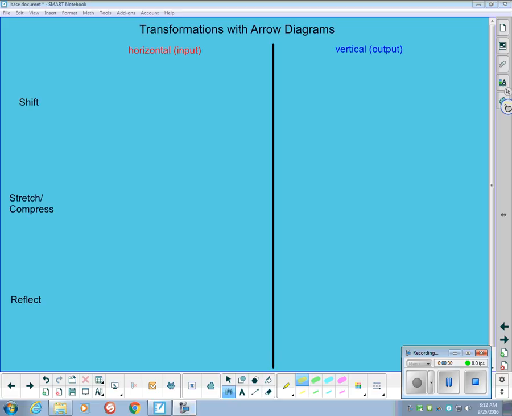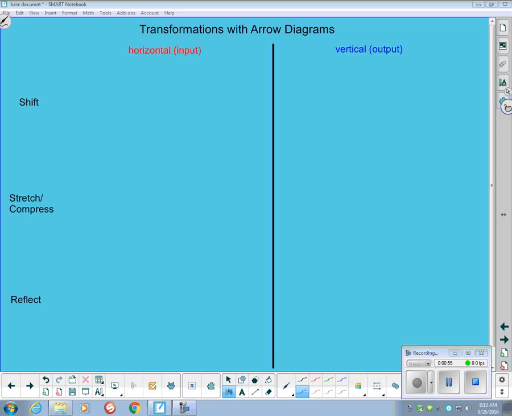So one of the things that arrow diagrams are big on are the inputs and outputs that are part of all functions. So we always want to associate what's happening in a horizontal direction with the input side of the arrow diagram and what's happening in the vertical direction with the output side. So let's get started with a shift in the horizontal direction.